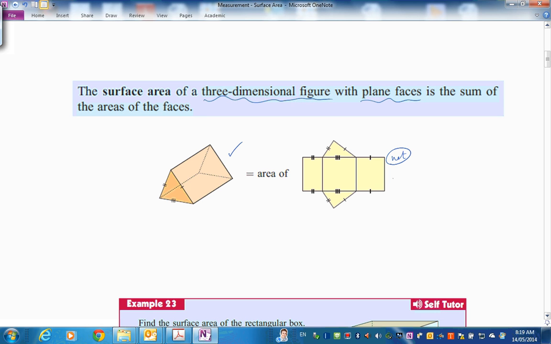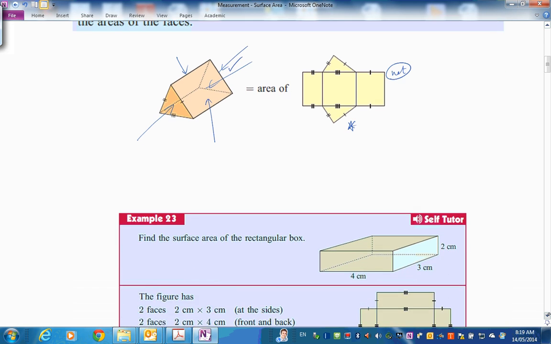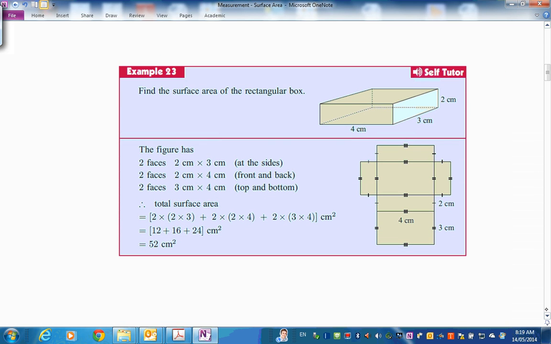So you don't actually have to draw that every time. What we're basically doing is looking at all the faces: two ends, the two sides, back and front, and the bottom. That's what we're trying to do. All the outside surfaces, break them down into common shapes. Okay, let's have a look at a rectangular box. You can draw this if you wish, or you can just list them out like this.